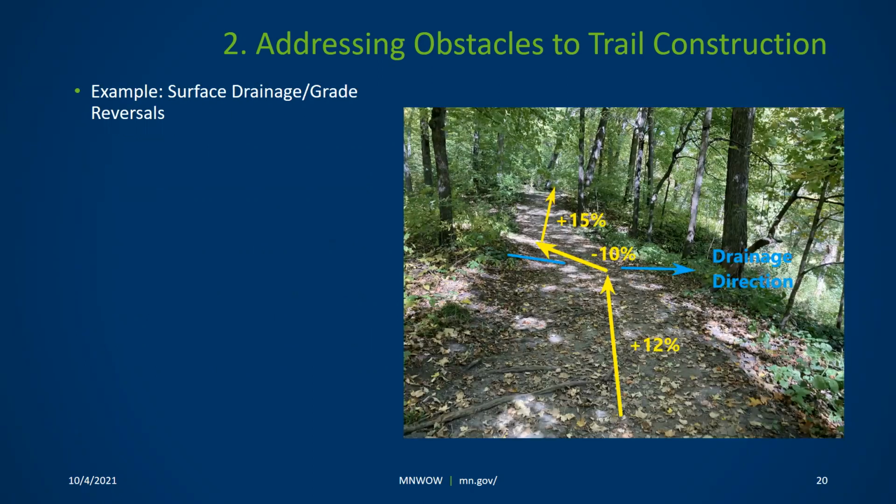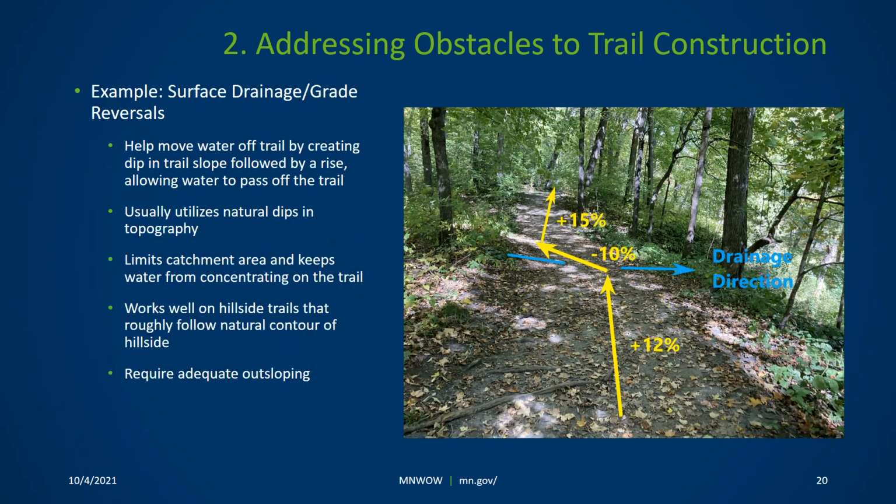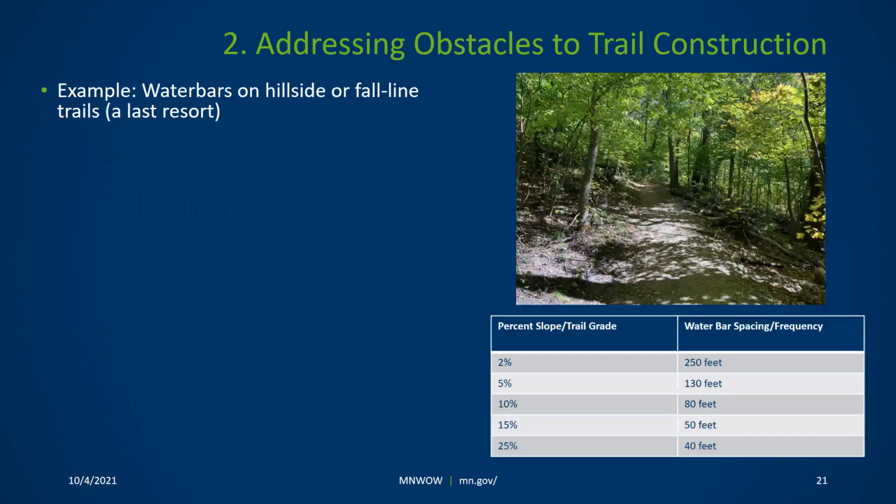So here's an example of a grade reversal to address a steeper slope and hillside drainage. All a grade reversal is, as you can see, is we're dipping a negative slope in there and then picking it up again and using that as a way to shed water off the trail. Usually it takes advantage of natural dips in the topography. And again, it's limiting catchment area. So only so much water is being contributed into that area and shed off the trail, but it does require adequate outsloping so that water does sheet off.